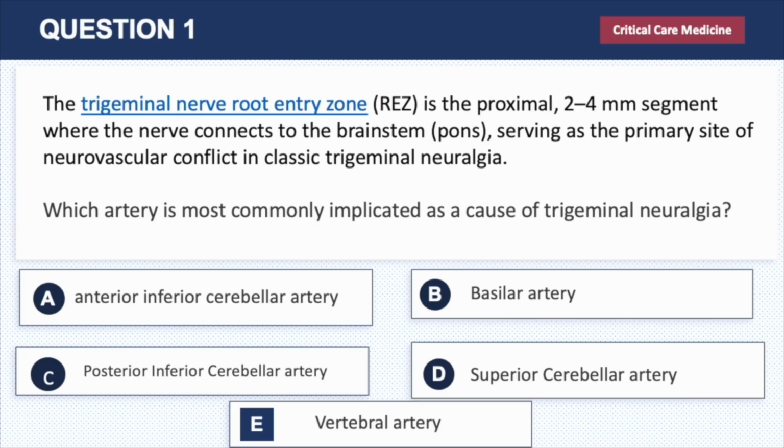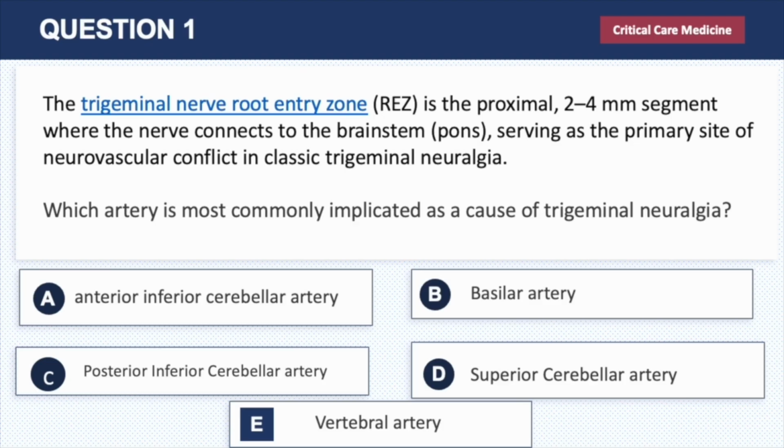Artery zone, or the REZ, is the proximal 2 to 4 millimeter segment where the nerve connects to the brainstem, essentially the pons, serving as the primary site of neurovascular conflict in the description of classical trigeminal neuralgia. Which artery is most commonly implicated in the cause of trigeminal neuralgia?